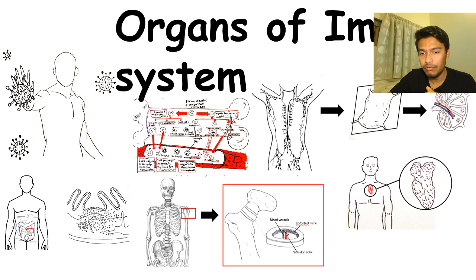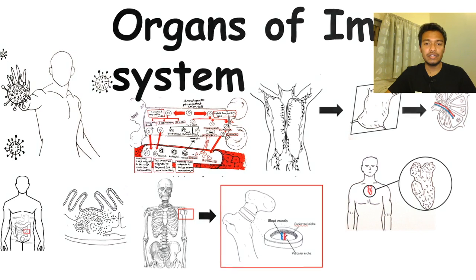Right now we're going to talk about organs of the immune system. This is super important because without knowing this, it is impossible for me to explain other stuff. So let's first learn about it and see which part is important, and then we go to the most relevant part, which is important for IIT JAM. Okay?